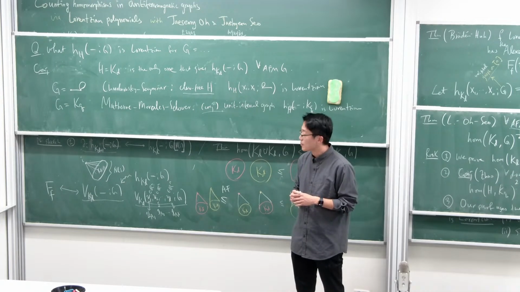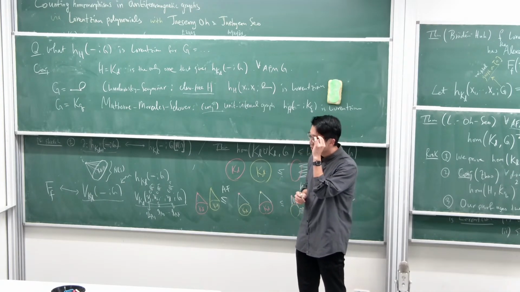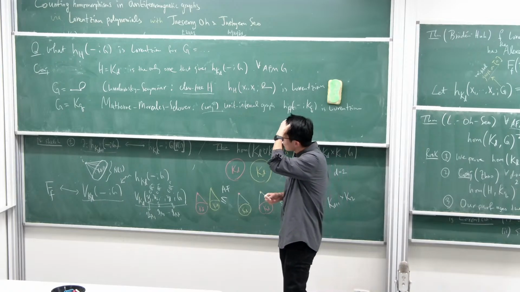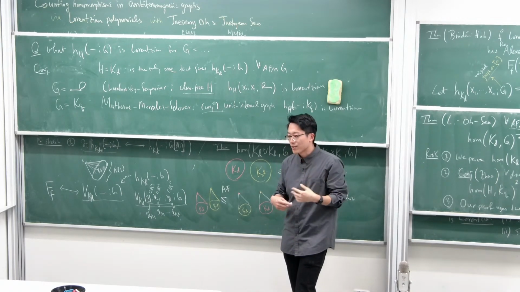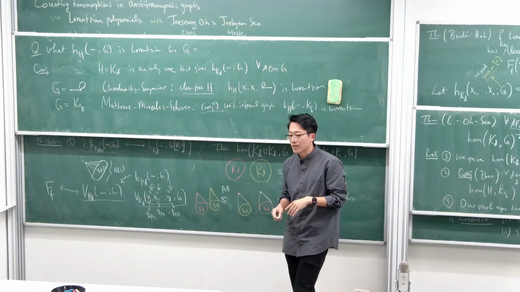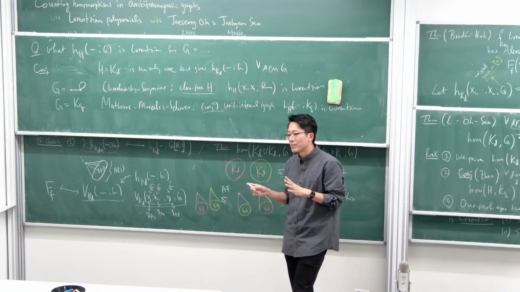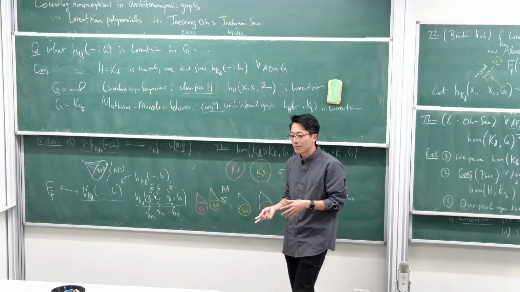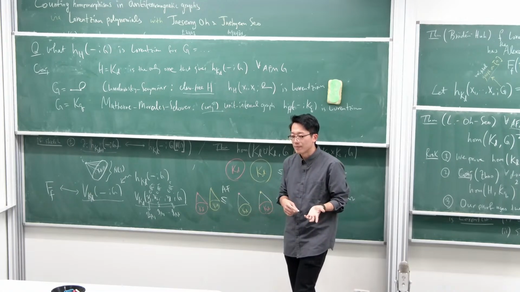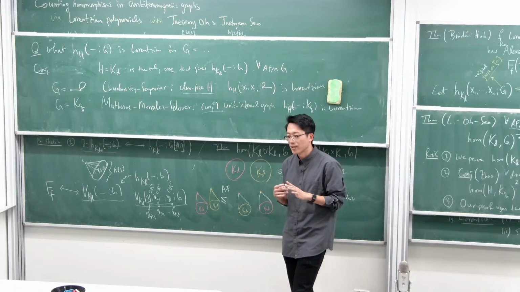So have you ever thought about when H is C4? H is C4. Yeah. I mean, for these small graphs, we ran some computer search, and yeah, there are some antiferromagnetic G that give counterexamples, non-Lorentzian polynomials. So yeah, for small graphs, we checked.